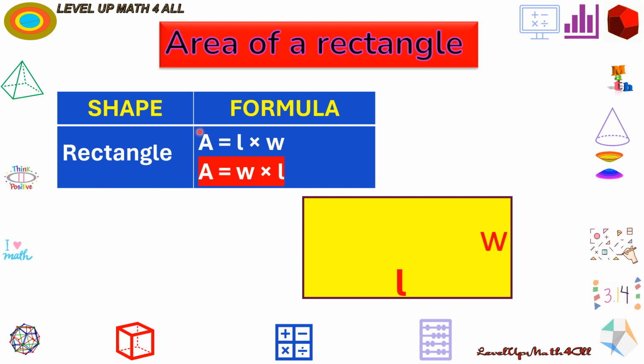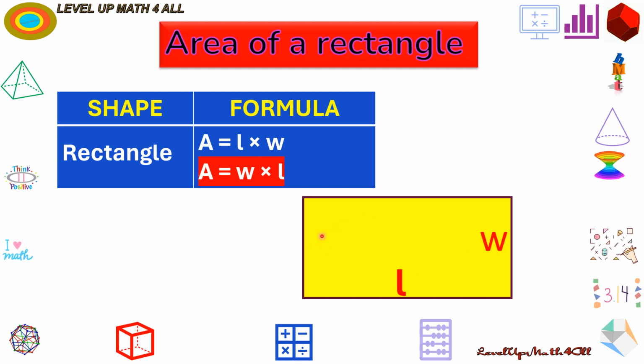which is nothing but A, the area, is always represented as a capital A. It doesn't matter which shape you're going to find the area of, the area is represented with the capital A. So in this formula, the area of a rectangle is L times W or W times L. Both are the same. Don't get confused if you see L times W or W times L. I'll explain in a few seconds what L times W or W times L means.